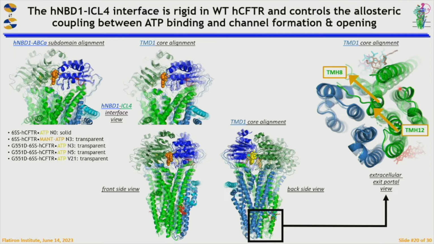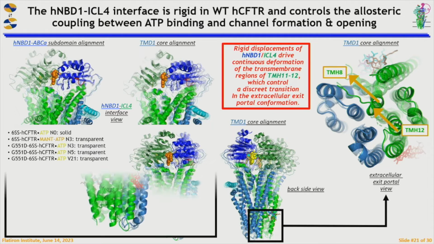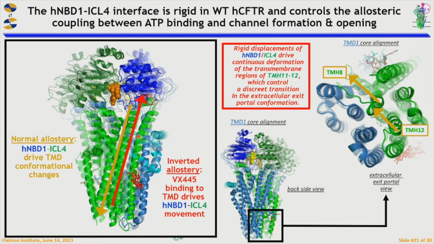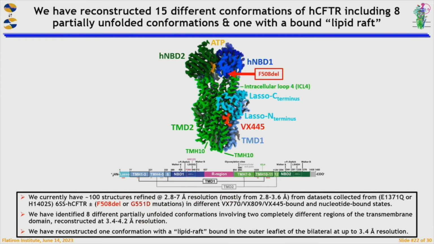This is illustrating the main conformational transition that's involved in opening the channel, and that'll go into more detail tomorrow. For the moment, just to summarize, this is blowing up the front side view of this. Normal allostery involves the NBDs being pulled together by ATP. That propagates an allosteric conformational change down to the exit portal. I'm going to show you in a moment that what happens with VX445, because it's also a potentiator, is that it is actually acting in inverted allostery. It is manipulating the conformation of the transmembrane domains, and that's pushing the NBDs around.